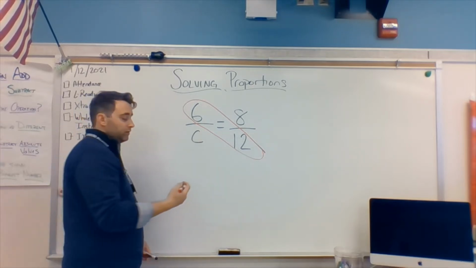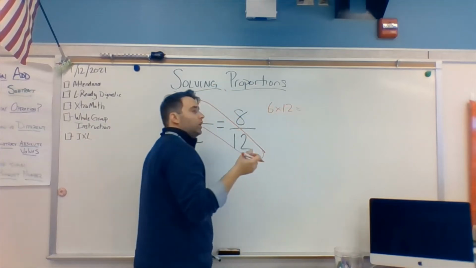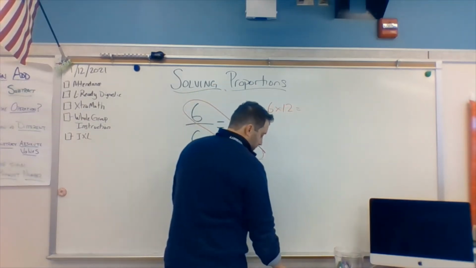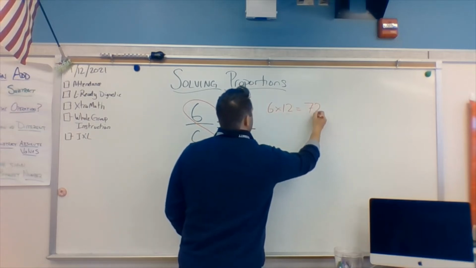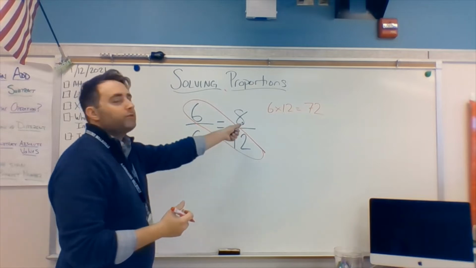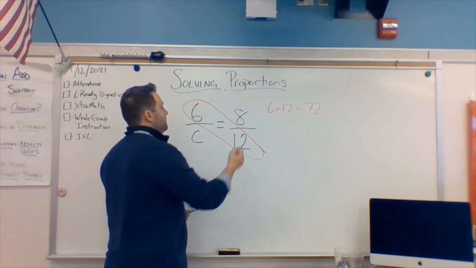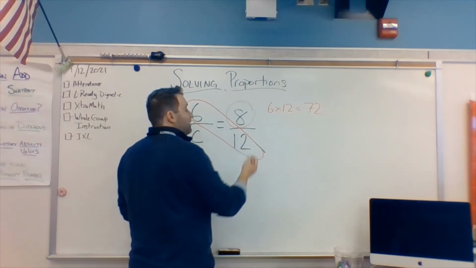So 6 times 12. 6 times 12 equals, just double check, 72. Because that's what I messed up last time and had to redo the whole thing. Now, what do I do with my leftover 8? I can't cross multiply into the c. What's left, I'm going to actually divide by.